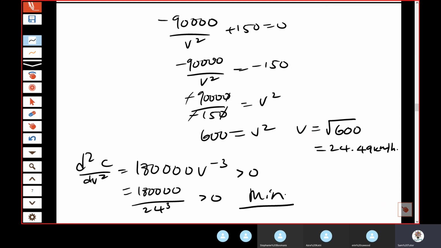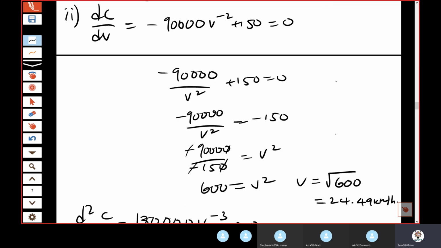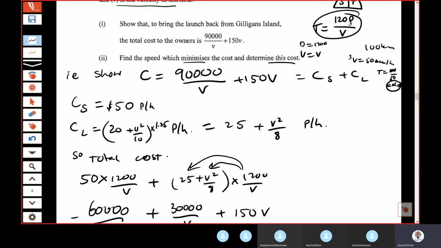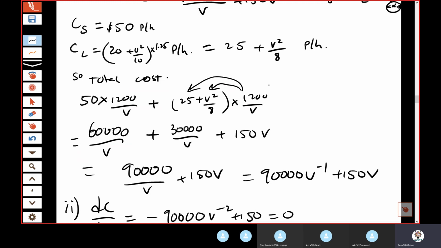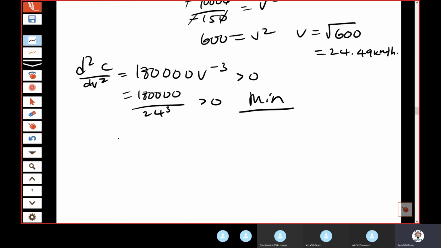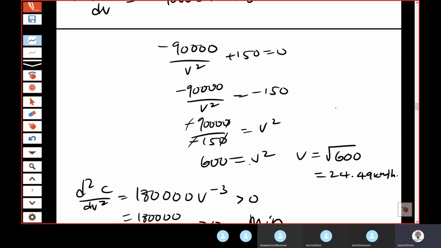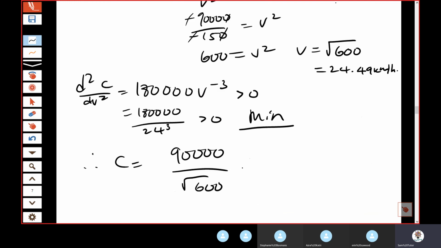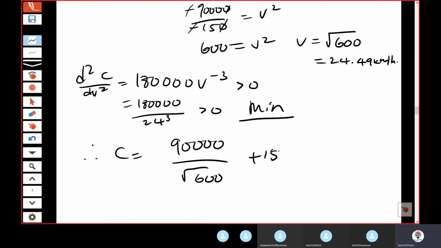Go back up, just pause. Find the speed which minimizes the cost. I found the speed, and determine this cost. Therefore, cost equals, what was it? 90,000 on V plus 150V. Come on, you guys got to be serious about it.